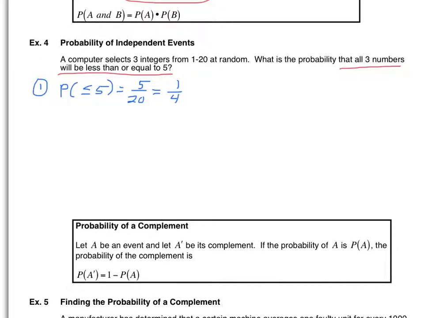So to actually find the probability that all 3 numbers are less than or equal to 5, we've got our probability for the first number times a probability for our second number times a probability for our third number. So the probability for our first number, isn't it 1 in 4? So we just came up with that. And the second number is also 1 in 4 because they're all identical. They're all independent of each other. One does not depend upon the other one.